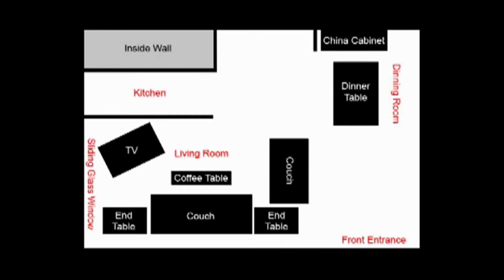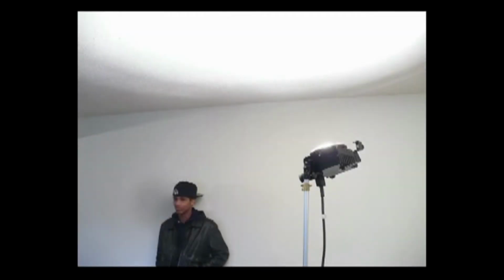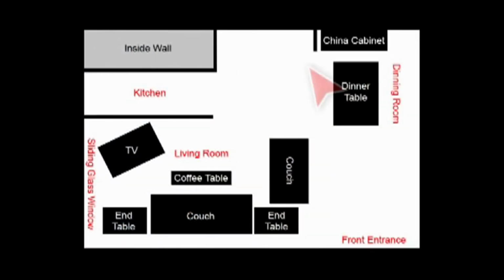Now setup 1. What we did to achieve this look is we placed our key light here, our fill light here, and our natural light from our window was coming through from this direction. This light was reflected off the ceiling, and our other light was pointed directly at our subject, and we diffused this light exactly like what you see here.